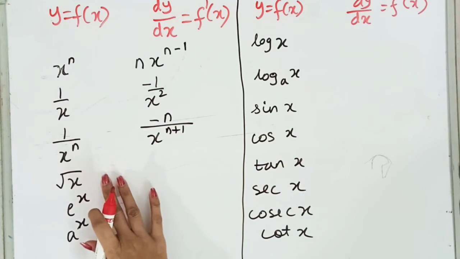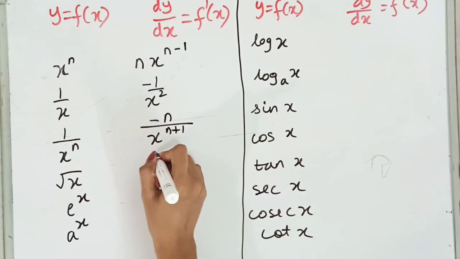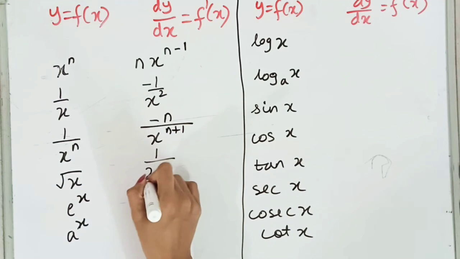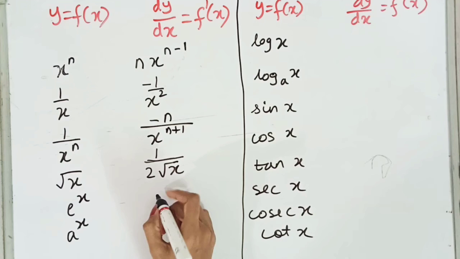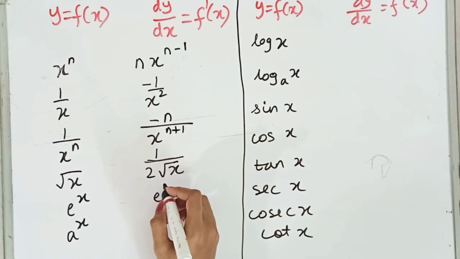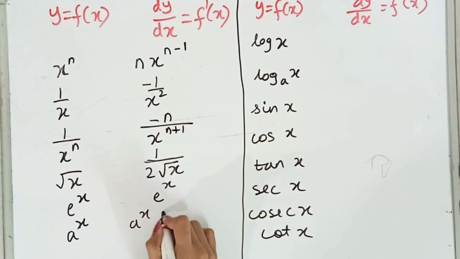Next is square root of x. The derivative of square root of x will be 1 upon 2 root x. The derivative of e raised to x will be e raised to x. For a raised to x, it will be a raised to x log a.